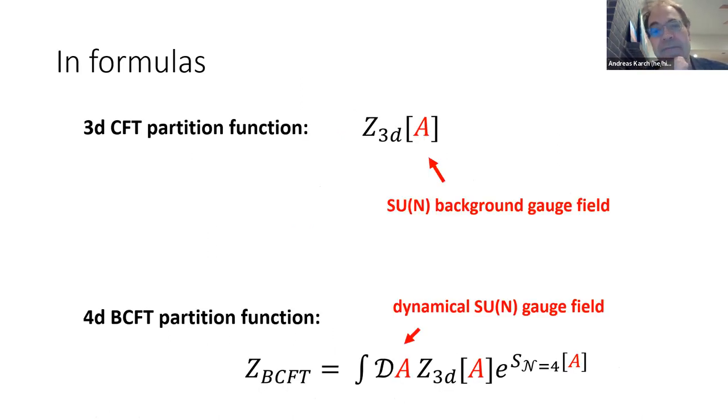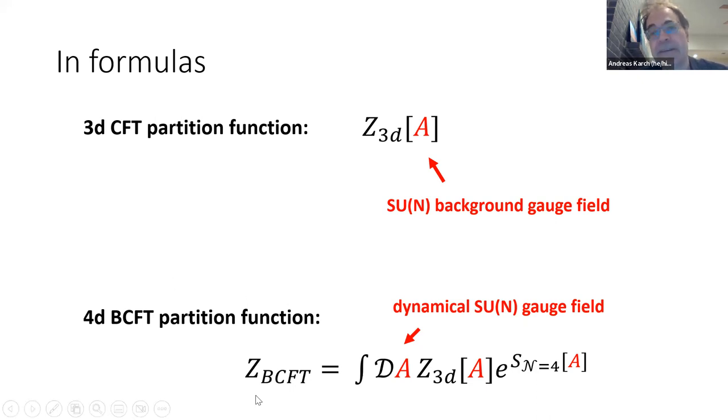This is what I just said in words, written in formula. The 3D CFT gives me some complicated partition function. In practice, I don't know how to calculate it, but it's there. And that 3D partition function you can calculate as a function of the background SU(N) gauge fields. From the 3D point of view, SU(N) is some global symmetry, so you can turn on arbitrary background gauge fields for this SU(N) global symmetry and calculate the partition function as a function of these background gauge fields.